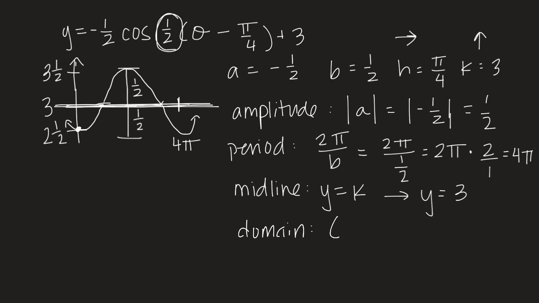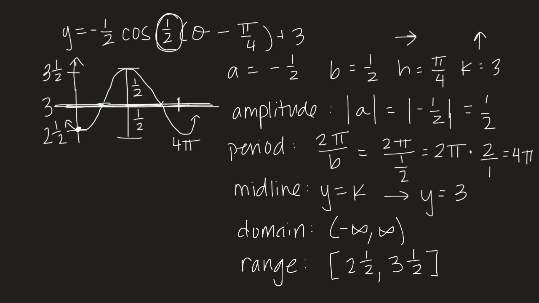So any sine or cosine function, -infinity to +infinity, and then range. I'm just looking at the minimum point, 2.5, and it goes up to 3.5 at the highest point. And we're using square brackets every time because it's touching those points.